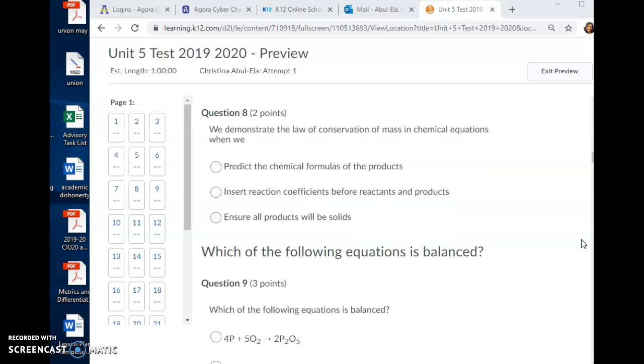Question 8. We demonstrate the law of conservation of mass in chemical equations when we predict the chemical formulas of the products, insert reaction coefficients before reactants and products, ensure all products will be solids.